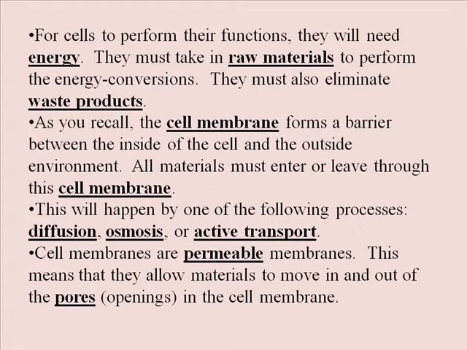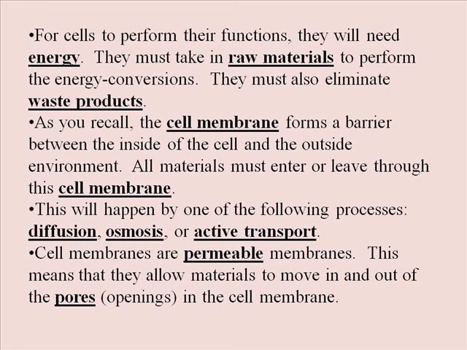For cells to be able to perform their functions, they need to use energy. But to get this energy, they have to take in raw materials, and those materials will be broken down to release the energy. And cells must also be able to eliminate waste products. If we can't get rid of the waste products, they end up poisoning us.